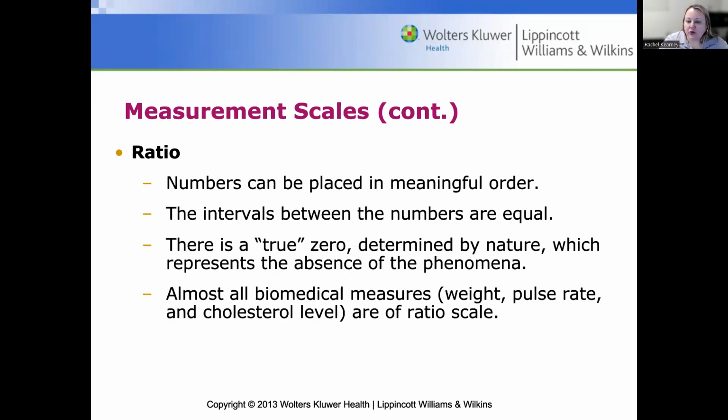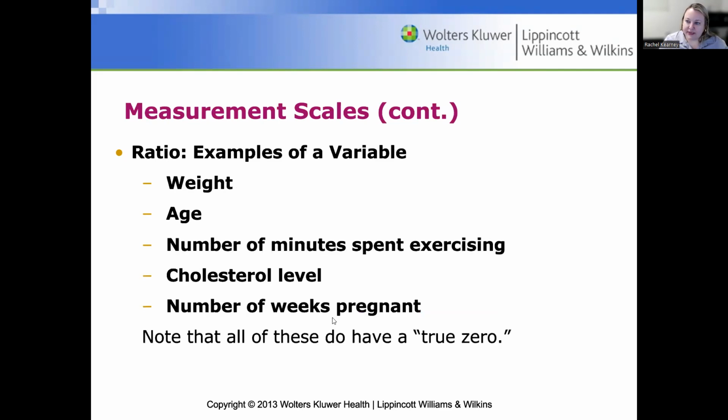And then ratio. So ratio scales, numbers can be put in a meaningful order. The intervals between the numbers are equal, and there is a true zero. So there is something you could measure as a zero. Almost all of our biomedical measures, weight, pulse rate, cholesterol, are on ratio scales. So age, number of minutes spent exercising, cholesterol levels, number of weeks pregnant, all of these would be ratio. And so these do have a true zero. Sometimes it's a little bit tricky to pick which one, but we'll do some practicing of the different types of variables.